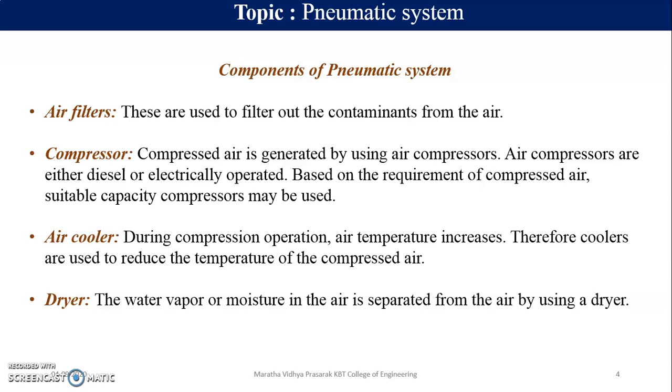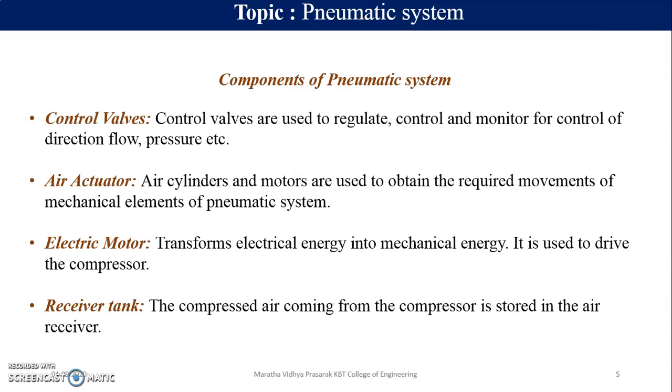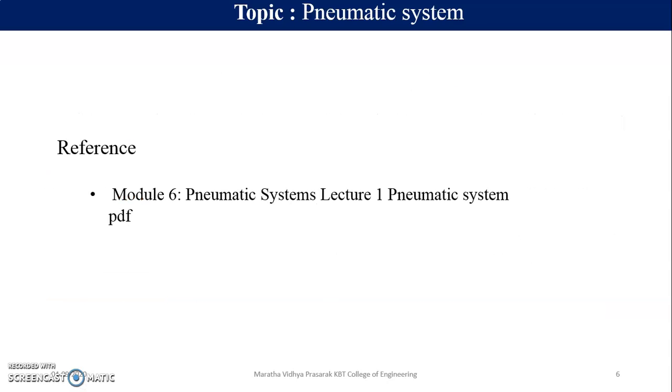Okay. So to list a few: air filters are used to filter out the contaminants from air. Compressors compress the air. Air cooler is used for reducing the temperature of the air. Dryer is to remove water vapor which is present. Controls are used to regulate, control and monitor the direction of flow. Air actuators are used to obtain the required movements of mechanical elements. Electrical motor transforms electric energy to mechanical. It is used to drive the compressor. As I told, the piston will be operated, and for that piston operation you have a motor, and the receiver tank is going to store all the compressed air.